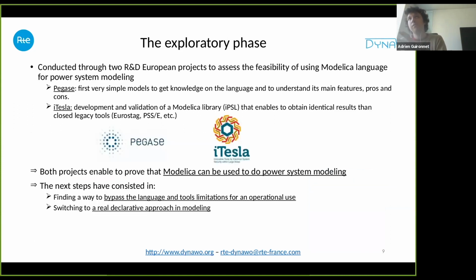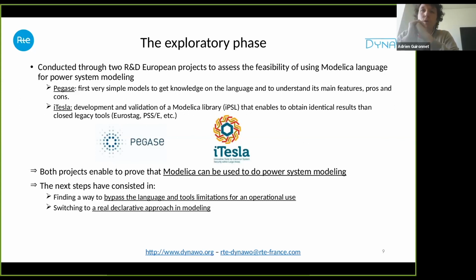It begins with a first phase, conducted through two main European projects, which were 10 years and 5 years ago: PEGASE and iTesla. Both projects tried to use Modelica for power system modeling and see whether it was doable or not. Of course, there was already some usage of Modelica for power system or energy system simulations. Those were not the first, but that was certainly the first project in which the power system community was very active and proactive.